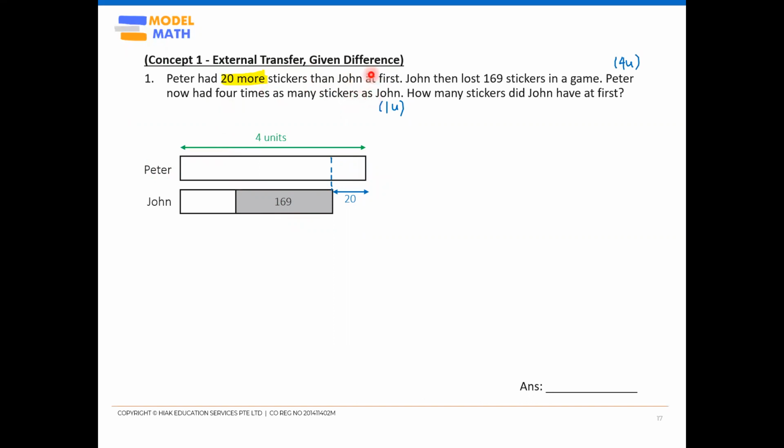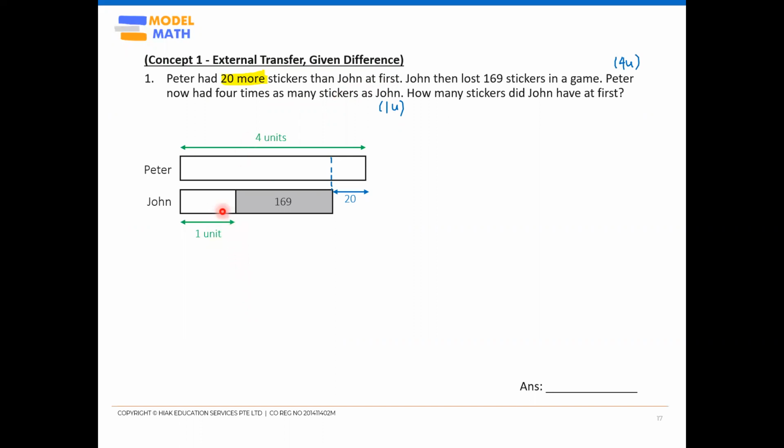And what about John? John in the end must be 1 unit. So in the end means what? Is it the whole thing or just the unshaded part? Remember he already took away 169. So John in the end, just this white portion, will be the 1 unit value. So simply labeling 4U and 1U like this is good enough. You don't have to cut and proportion it.